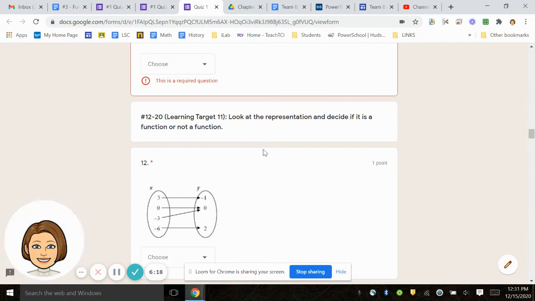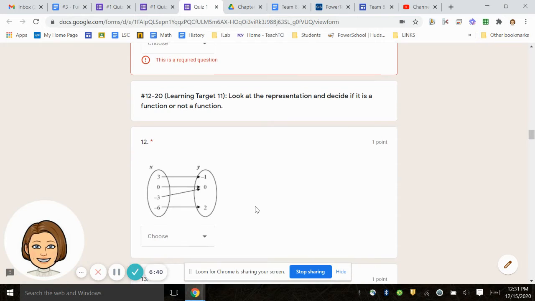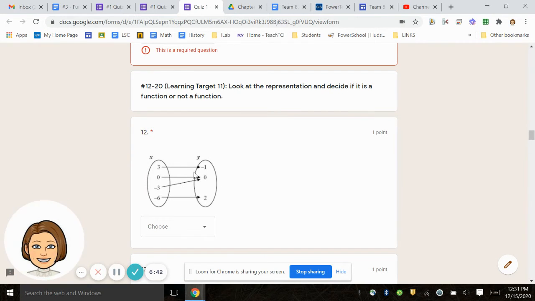Numbers 12 through 20, you're looking to see if the representation is a function or not a function. As a reminder, the definition of function is, for each input, there is exactly one output, only one output. Each input, only one output. So number 12, is this a function? Look at the arrows coming off the numbers. It's a function or not a function?